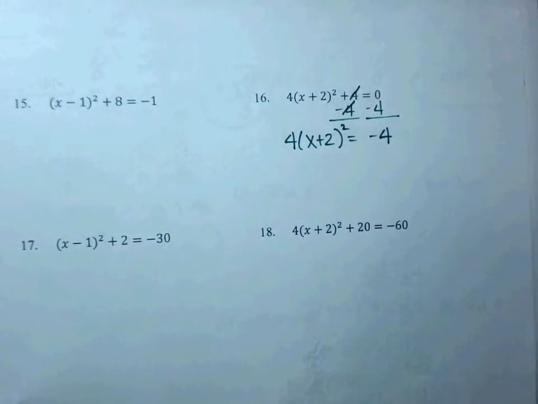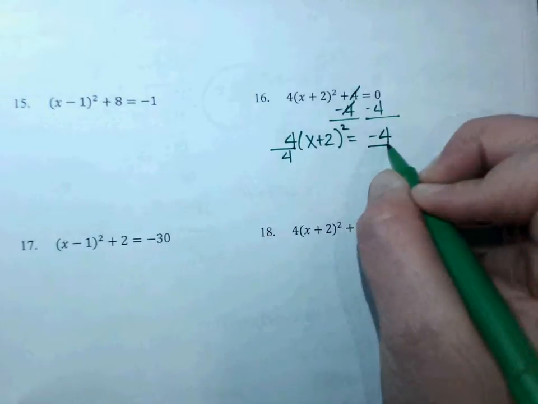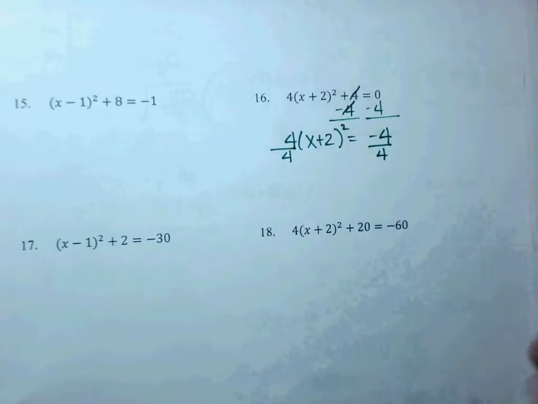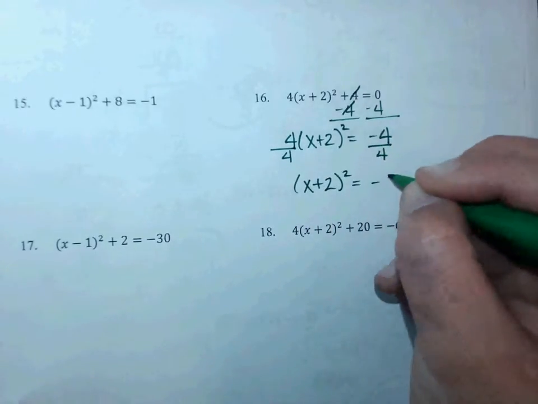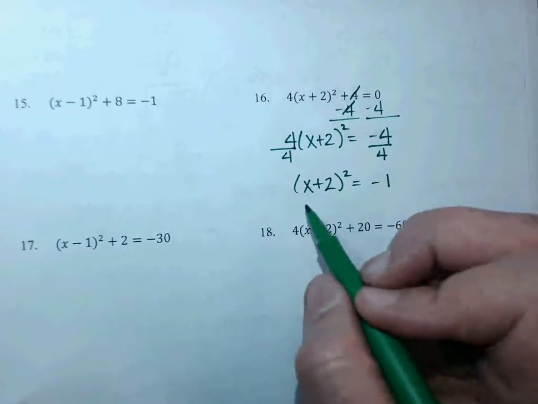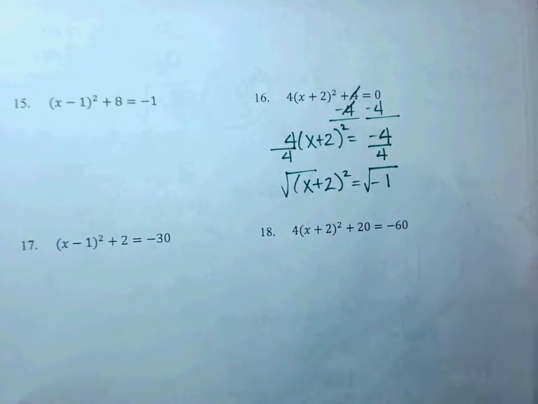What next? Divide by 4. Negative 4 divided by 4 is what? Negative 1. Okay. Next step. Square root. Now, when I made your list, I was being kind of lazy. Is 1 already a perfect square? Yes, I didn't put it on your list. But 1 already is a perfect square. What's the square root of 1? 1. Then what's the square root of negative 1?